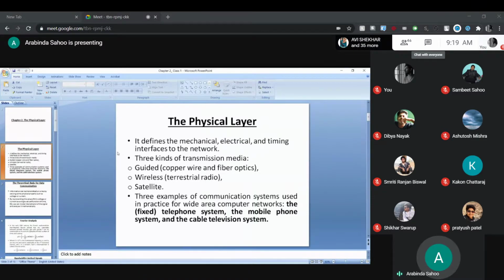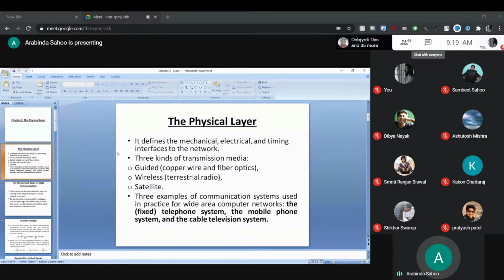So in this chapter, first we'll cover the theoretical concept: theoretical analysis of signal or data transmission through any transmitting medium. Then we'll discuss three kinds of transmission media. Number one is guided, that is copper wire and fiber optics. Then we'll discuss wireless, that is terrestrial radio. Then we'll discuss satellite. So we'll cover all of these.